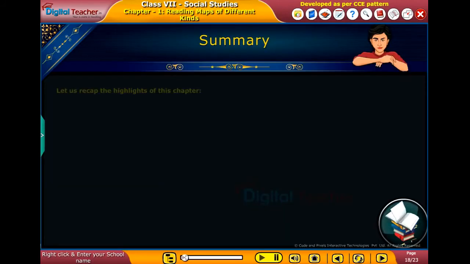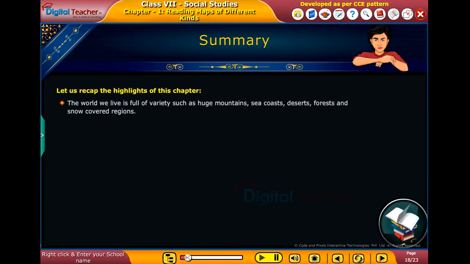Summary. Let us recap the highlights of this chapter. The world we live in is full of variety such as huge mountains, sea coasts, deserts, forests, and snow-covered regions. Physical maps show different types of landforms like plains, mountains, plateaus.